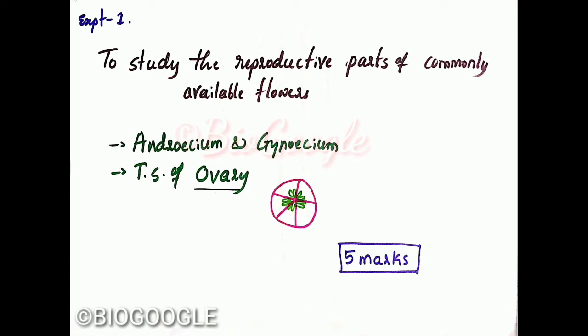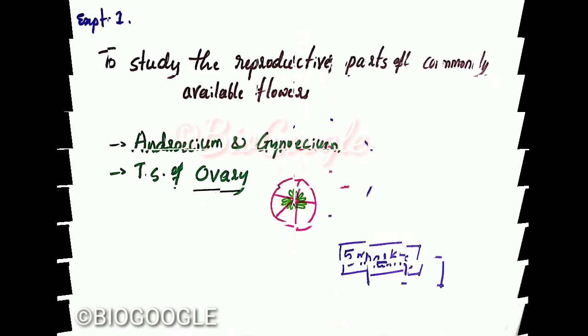For this experiment, we will study the transverse section of ovary. We will take the ovary section, place it on a slide and observe under a simple microscope or a dissecting microscope, where we should represent the locules, etc. This experiment will carry 5 marks in your annual practical examination. So remember, a very important practical.